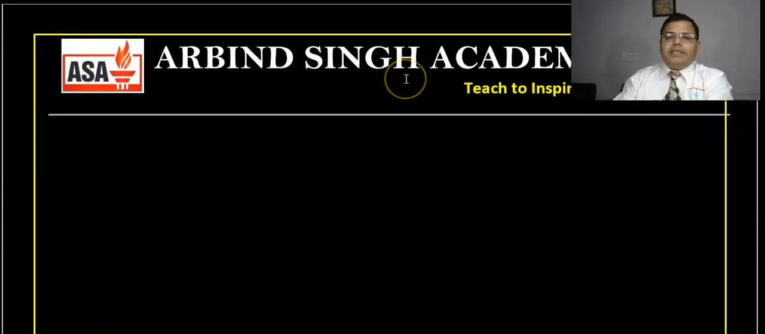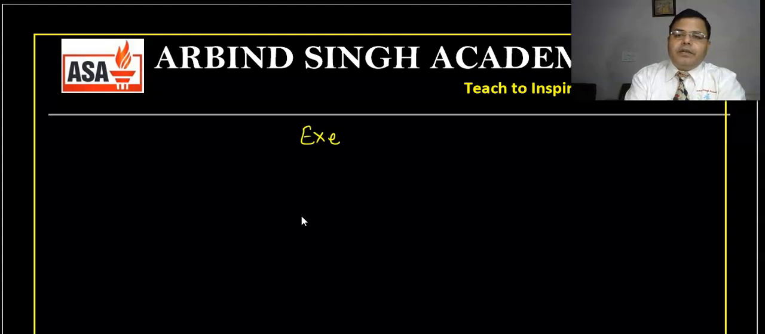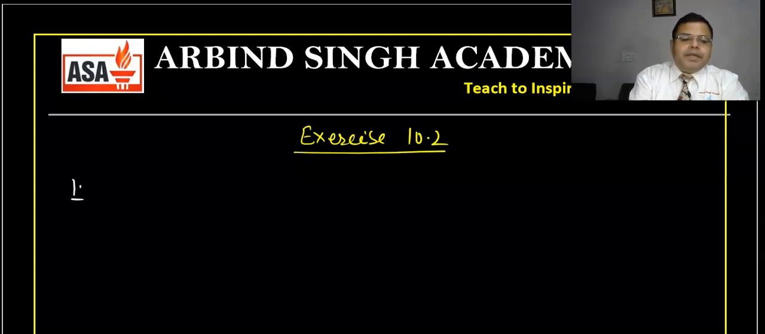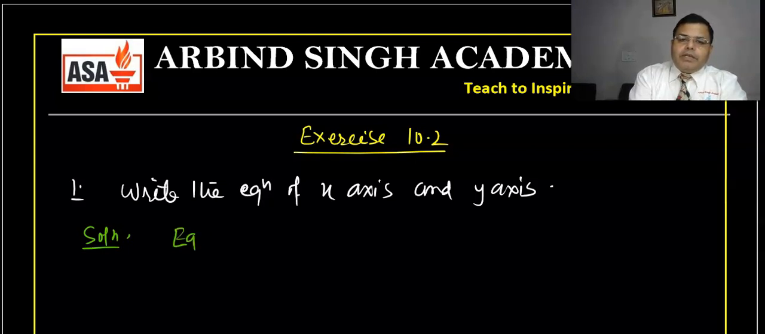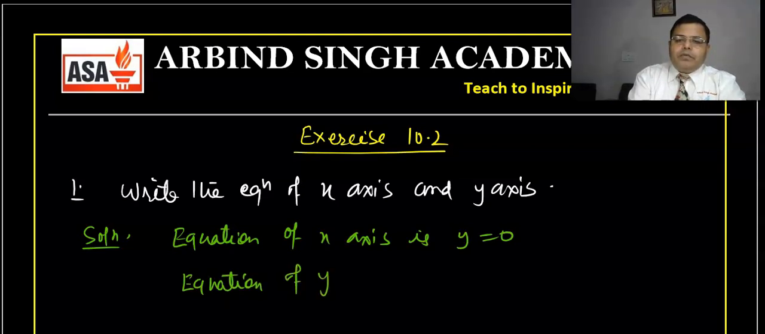Starting from exercise 10.2. The very first question: write the equation of x-axis and y-axis. So we can write the solution. The equation of x-axis is y is equal to 0, and the equation of y-axis is x is equal to 0. So these are the equations.